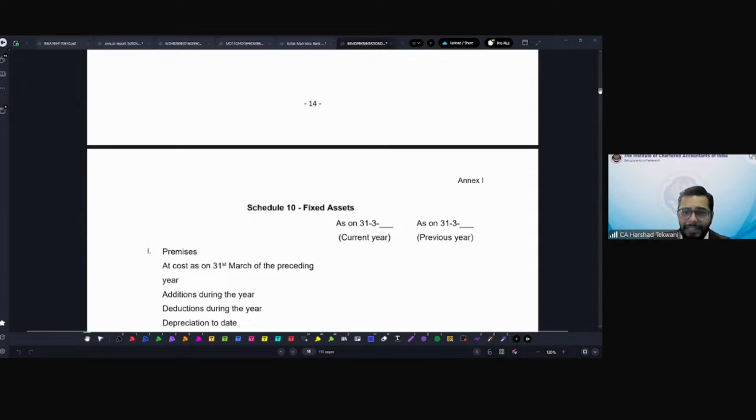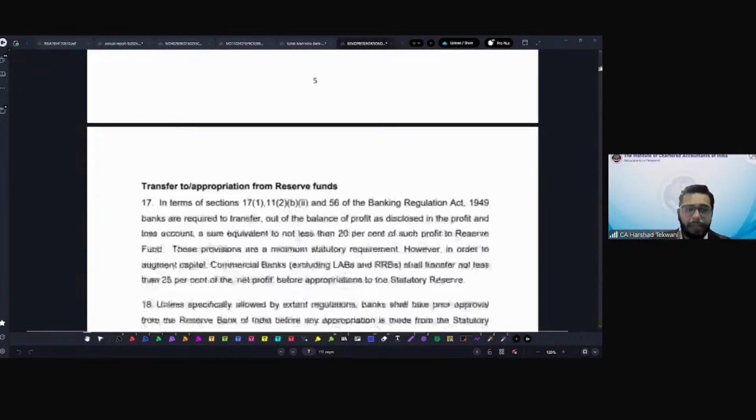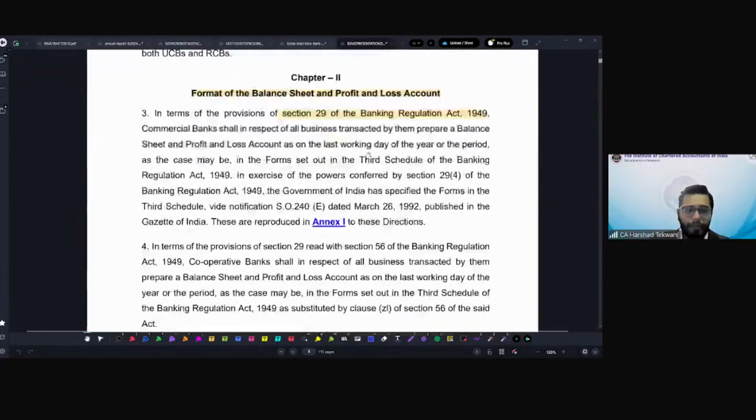So this is the applicable financial reporting framework for the banks, which is specified under the master direction, or RBI specifies from time to time, which the banks are required to follow. So this is the third schedule to the Banking Regulation Act, or section 29. Everything from time to time, RBI clarifies on these matters and what the updated format is. Again, this is the form set out in the third schedule, but in an updated way.